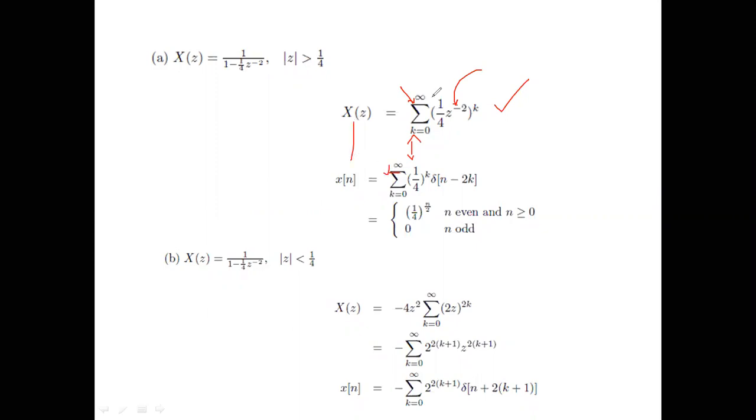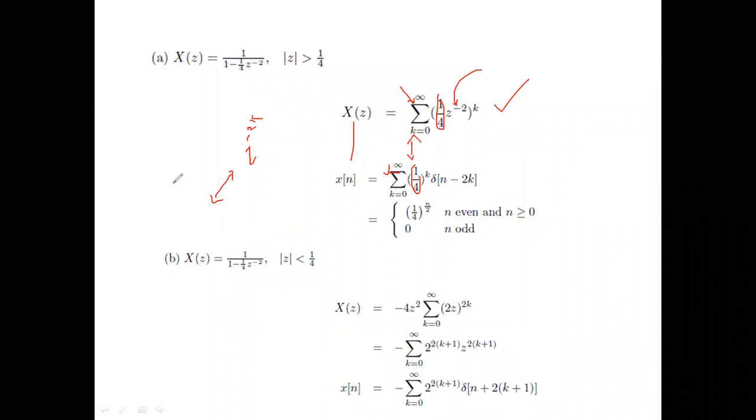Summation will remain summation. The constant will remain constant. 1 by 4 to the power k will remain 1 by 4 to the power k. The only thing you have to find is the inverse z transform of z to the power minus 2. What is the inverse z transform of z to the power minus 2? Z to the power minus 2 into k.